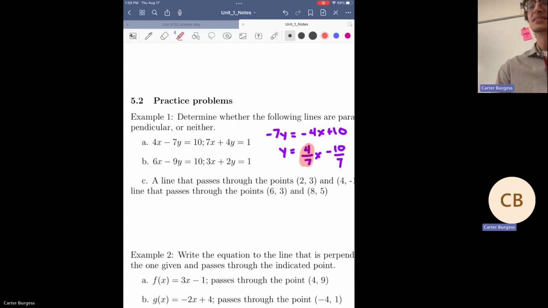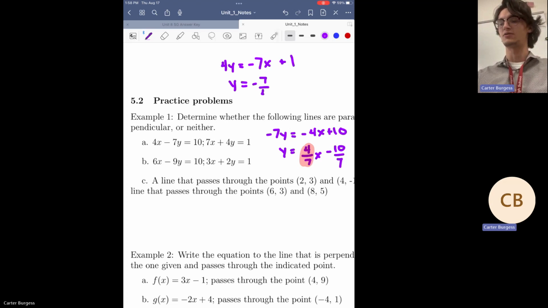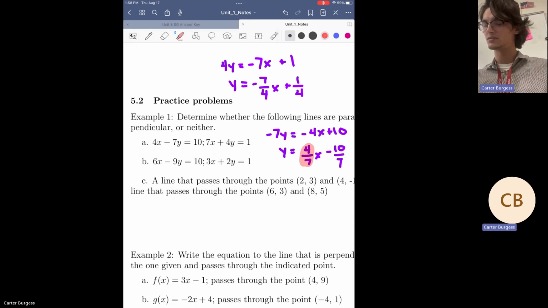All right. Second line, exact same thing. Subtract 7x from both sides, divide by 4. I get that 4y equals negative 7x plus 1. And I get that y is equal to negative 7 over 4 x plus 1 over 4. What is our slope here? Negative 7 over 4.